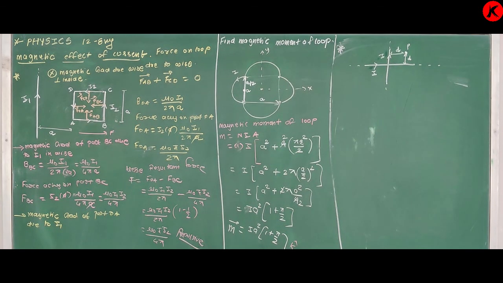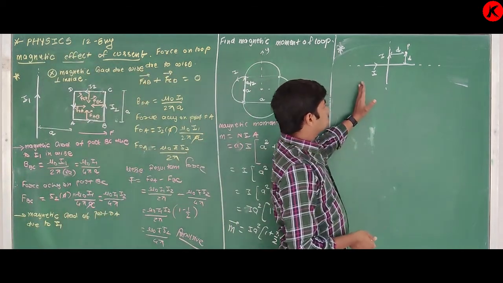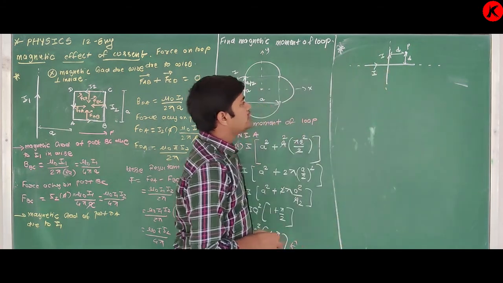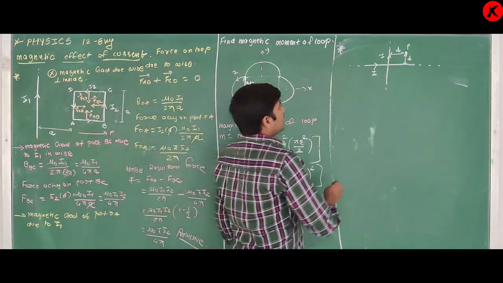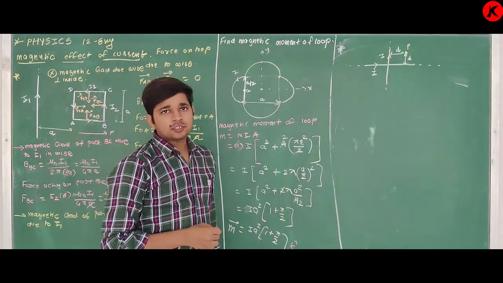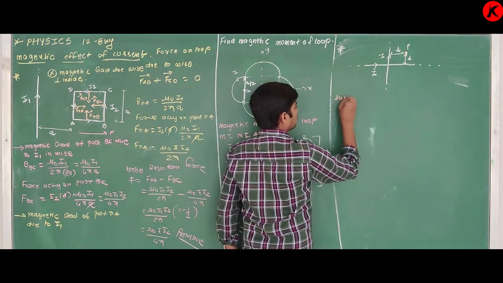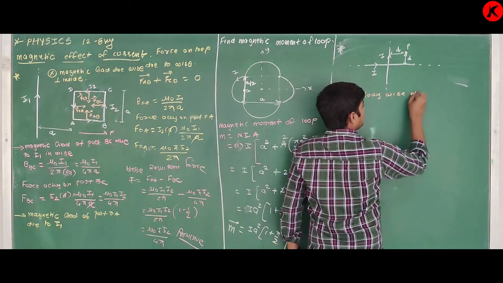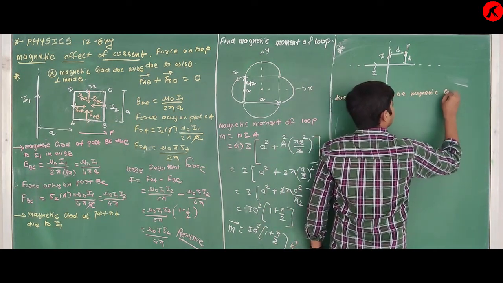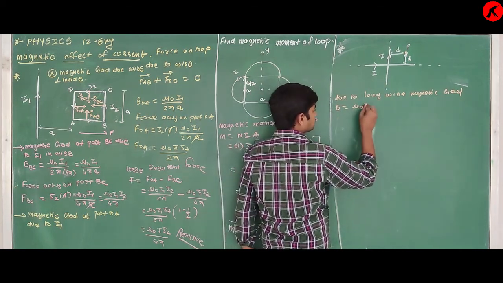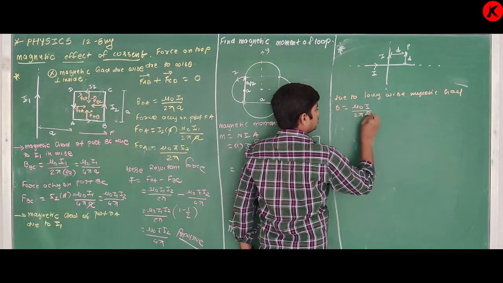Okay. Now next question. See, you are given 2 wires having infinite length. One wire in horizontal direction, one wire in vertical direction, carrying the same current I. At point P, you have to find the resultant magnetic field. We know that due to a long wire, the magnetic field B is equal to mu 0 I upon 2 pi r.